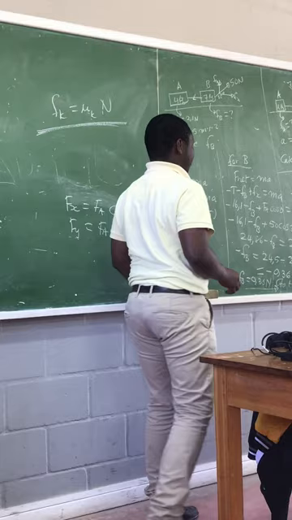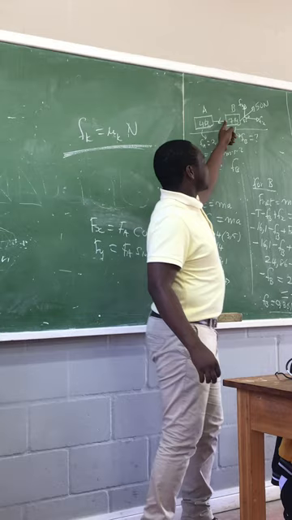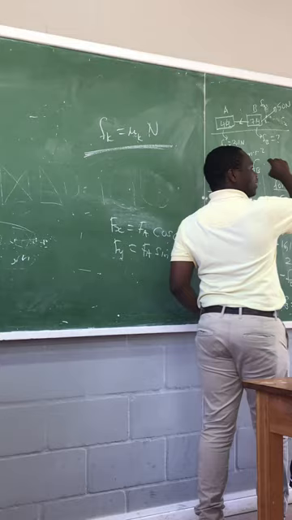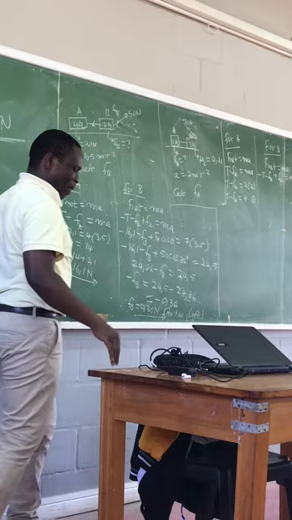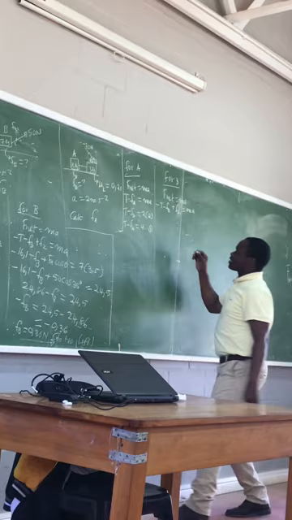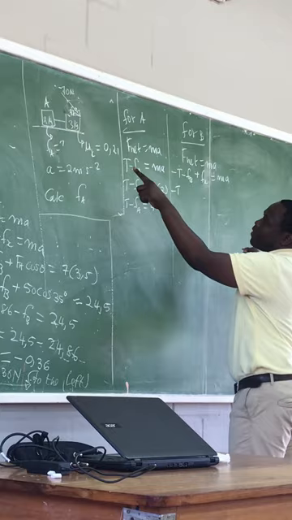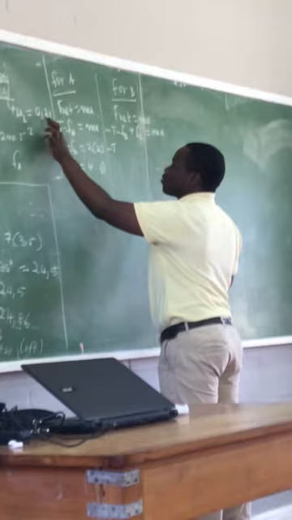The friction was out of the way. This is the object. So simple, what is it? So as for the friction, minus T, the coefficient of kinetic friction is 0.21.